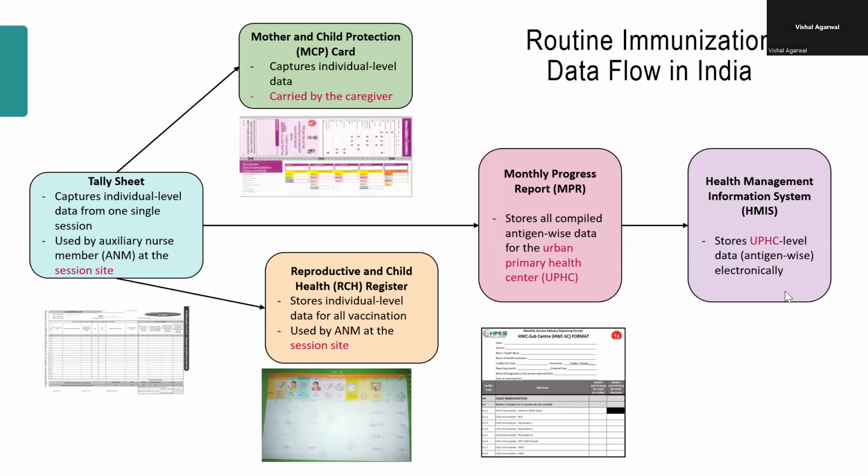Next is the monthly progress report. All the aggregate data from the tally sheet goes to the monthly progress report. The monthly progress report is the primary source for data entry in the HMIS portal. After the monthly progress report is prepared and submitted by the ANMs on a monthly basis, the same data is entered in the HMIS portal at the UPHC or block level. Next slide, please.